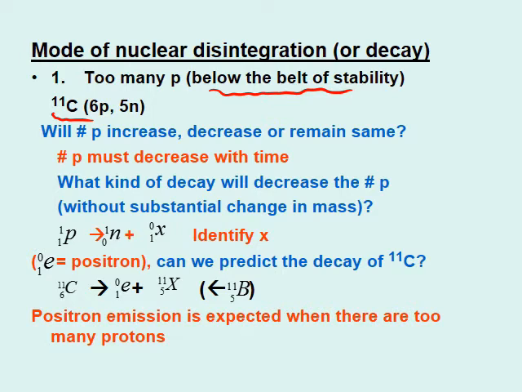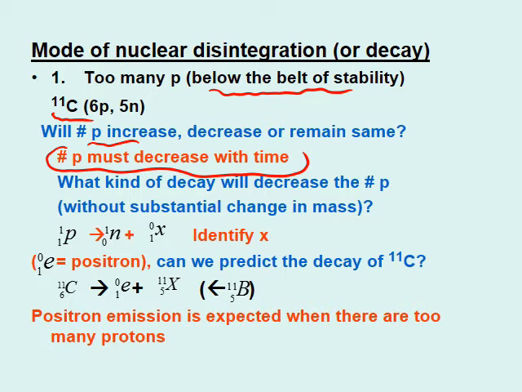Carbon-11 is a good example of that, having 6 protons and 5 neutrons, because the top number is proton plus neutron. Now this has too many protons. So obviously nature is trying to reduce the number of protons. So whenever I'm asking this question, will the number of protons increase, decrease, or remain the same? Since instability is due to the number of protons, the natural trend would be to decrease the number of protons. So that's why we have here, number of protons must decrease with time.